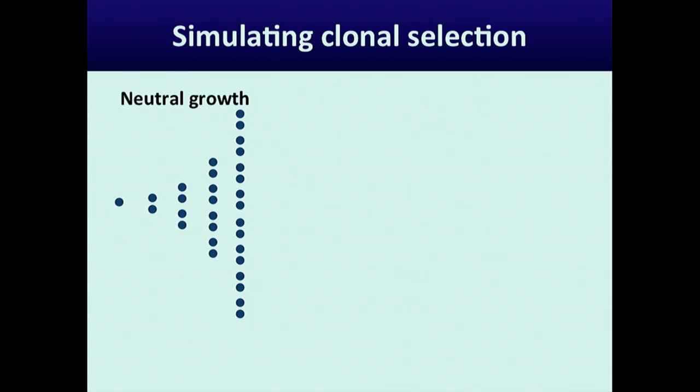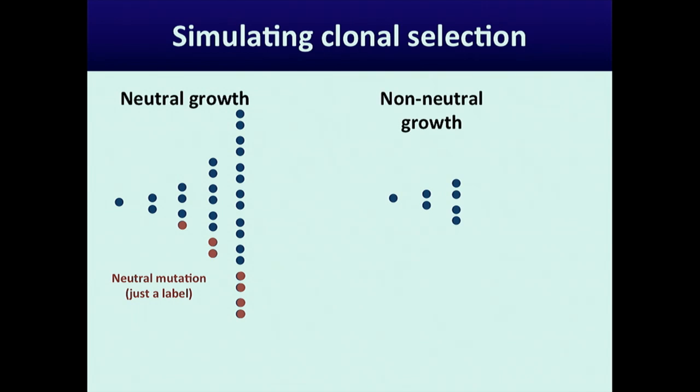And so to simulate clonal selection, we do something like this. So in our neutral case, we have these series of cell doublings where the population grows over time. And if we have a new mutation in the neutral case, it's just a label that marks one of these lineages, as we discussed earlier. But in the non-neutral case, again, we have this series of cell doublings over time with all these neutral passenger mutations accruing each round of cell division.